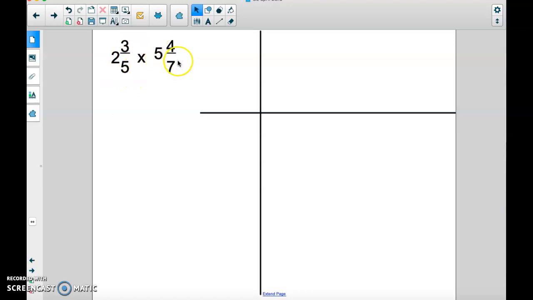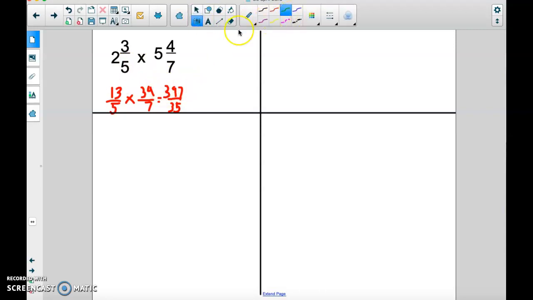So if we have 2 and 3/5 times 5 and 4/7, the first mistake I'm seeing is people convert them into improper fractions, which is totally correct. And then they magically come up with this answer of 397/35. Looks right, right? But you didn't show the work, because this is not correct. This is an incorrect answer. 397 is not it. So take the extra time, write it out.